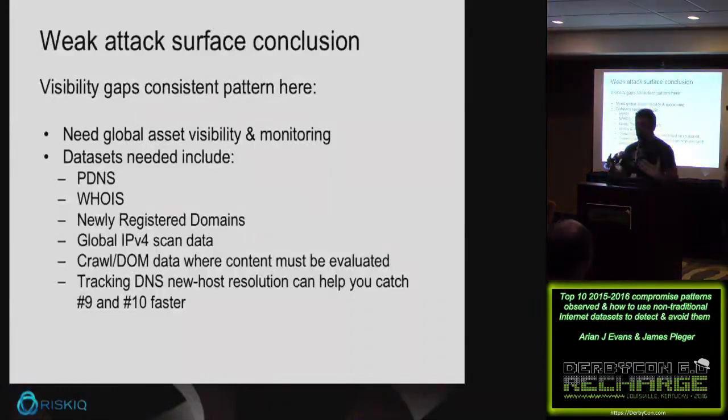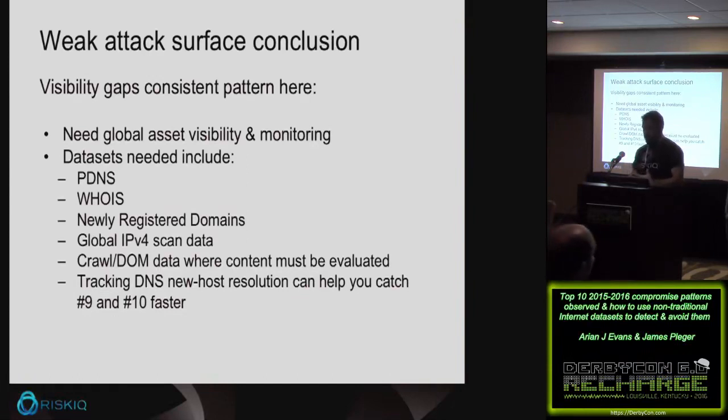So the conclusion from this: it's pretty obvious that based upon these breaches, there's a common pattern. We don't have global asset visibility, and we don't have a way to monitor them. But it's not that hard to do if we have the right data sets. And the data sets for most of this can simply be done with passive DNS, WHOIS. Newly registered domains is another really good one to catch these.